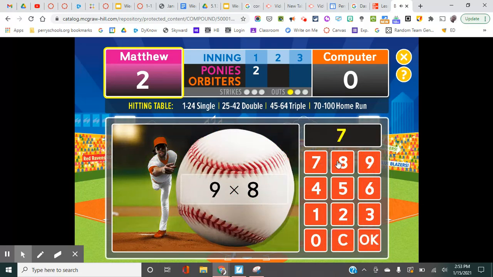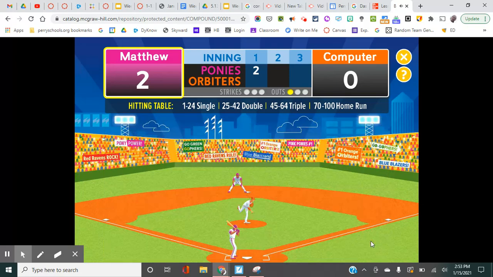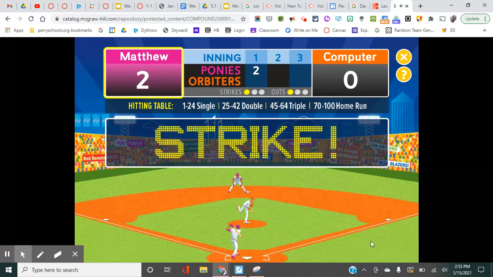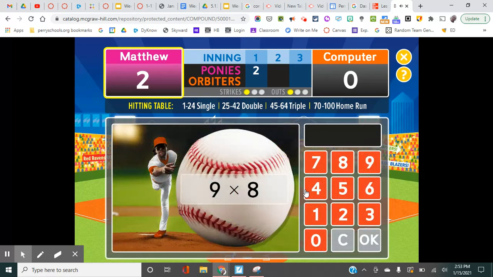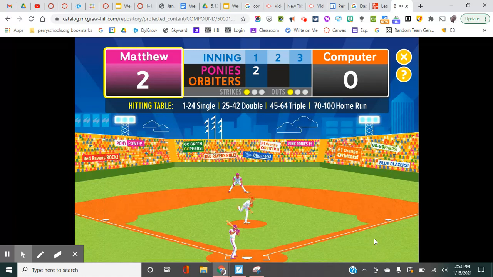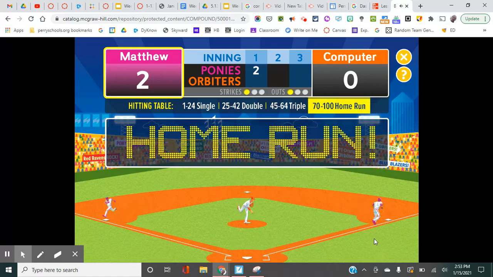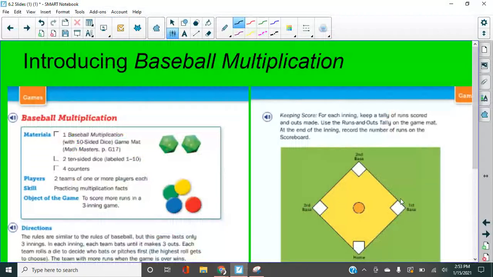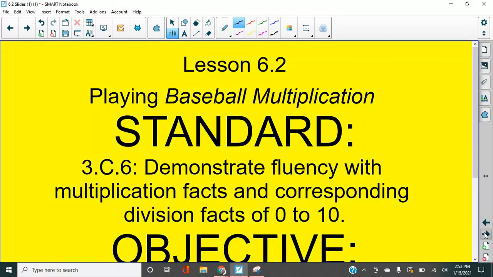Let's say I got this wrong and I put 78. Oh, I missed. All right, so incorrect. You want to try to be accurate, right? And if you could be quick, that's good, right? But accurate's going to be the best thing. I think this is going to be a home run. Bye, baseball.